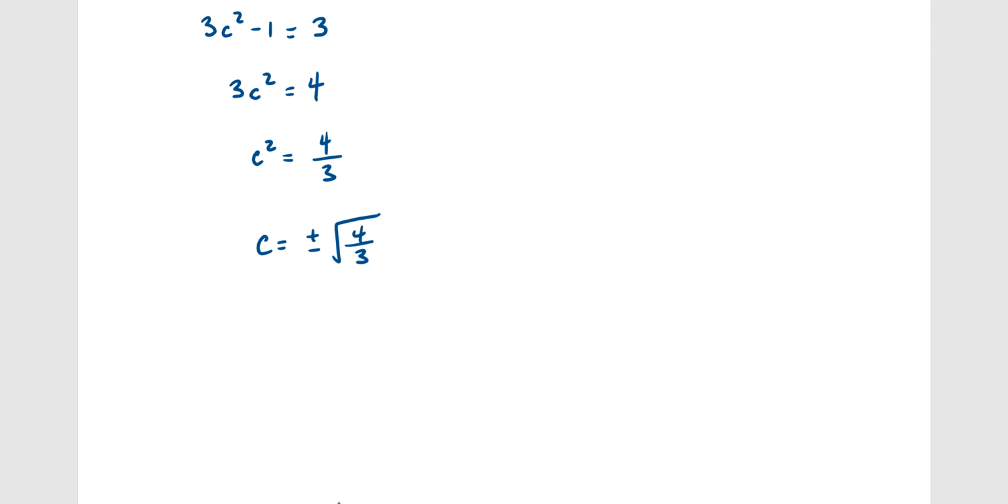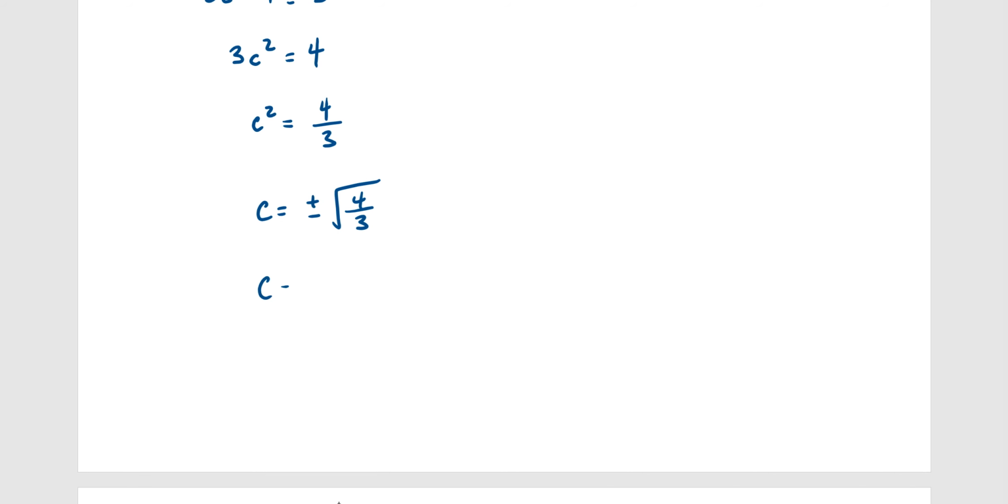And let's just clean this up a little bit. So that's going to be plus or minus the square root of 4, which is 2, over the square root of 3. And let's rationalize the denominator, just so we remember how to rationalize the denominator.